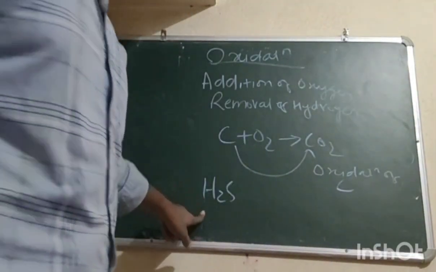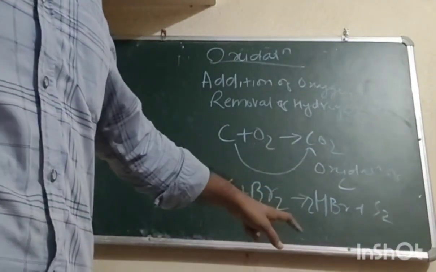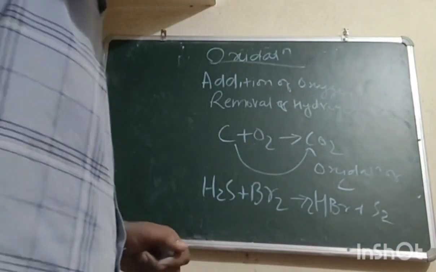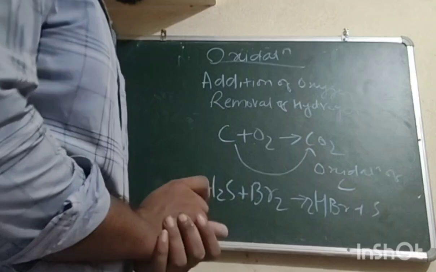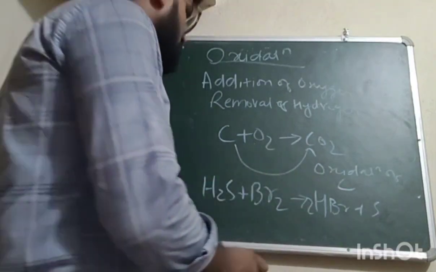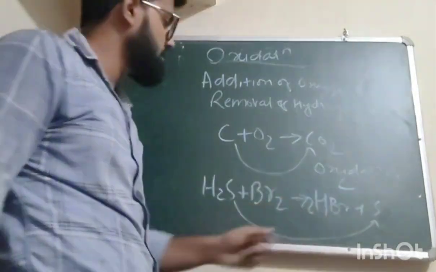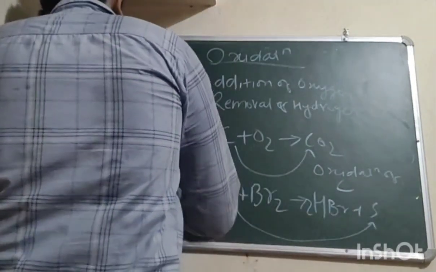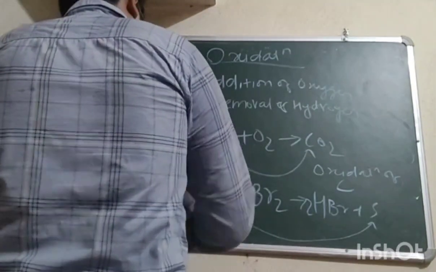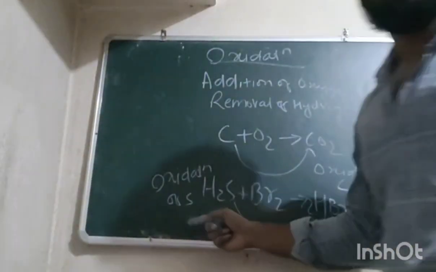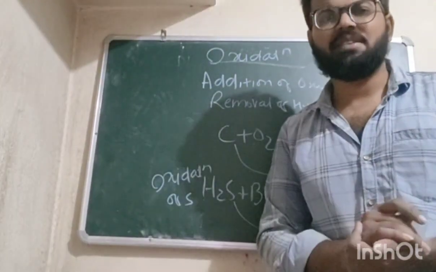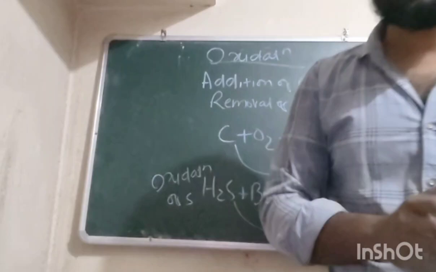Hydrogen sulfide, right. Here oxidation of sulfur is seen. Oxidation of sulfur is seen here. Okay, now the reverse is reduction.